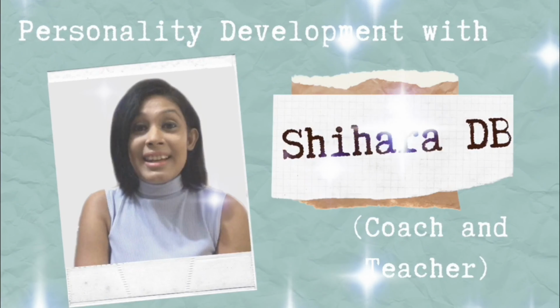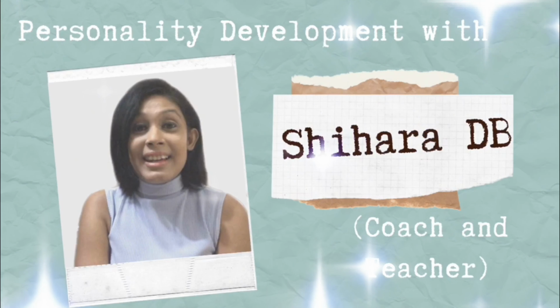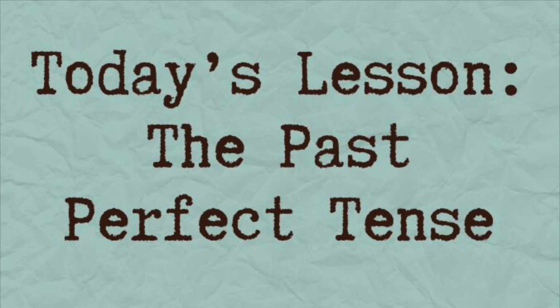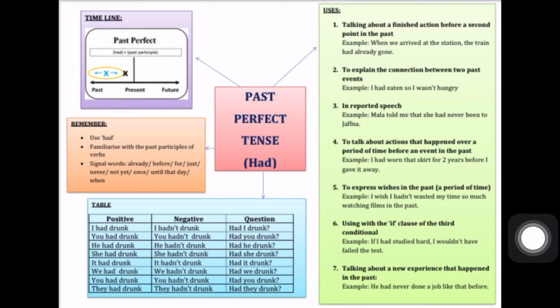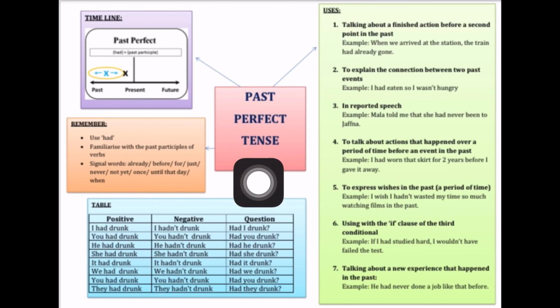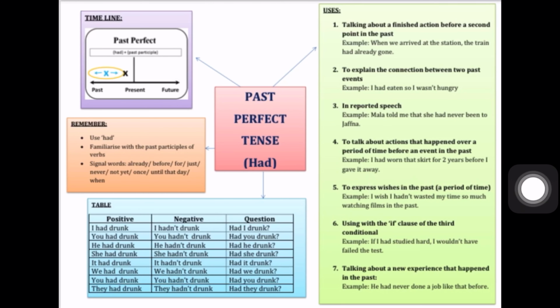Now, let's start today's lesson. The past perfect tense. Right, past perfect tense. Now, as soon as you see the word had with the past participle, you should know that a sentence is in the past perfect tense.